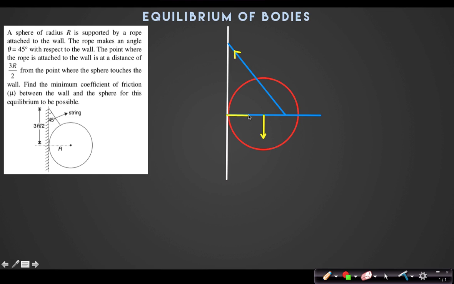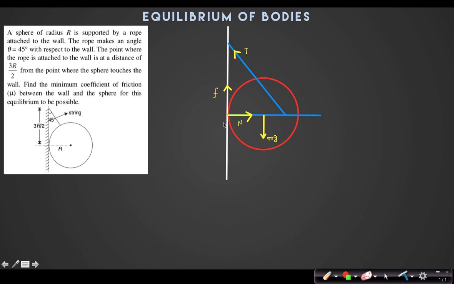Tension. Normal reaction from that wall will act along this line. And friction upwards, I think. Friction is upward. You can take it in any direction, you can check. No problem. Friction, normal, mg and tension. Are these our only forces? I think so. I'm not getting any others.